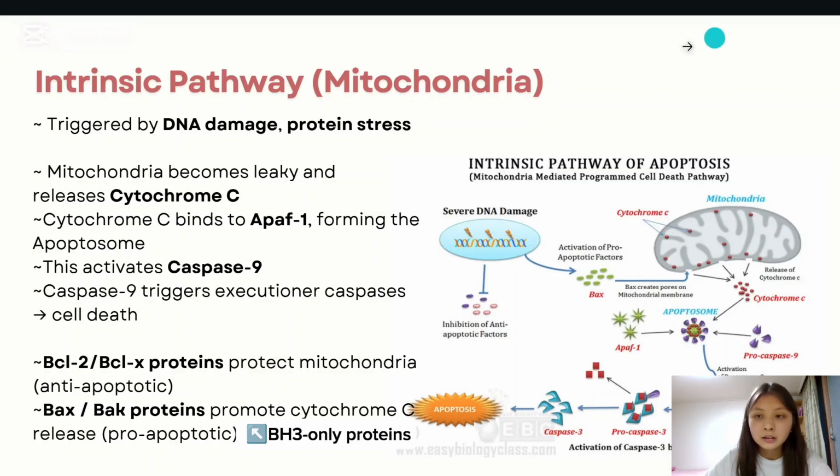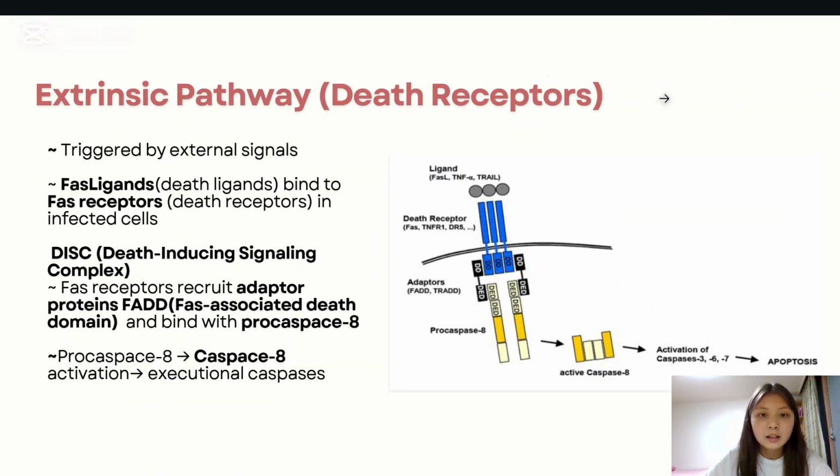So next is the extrinsic pathway, or death receptor mediated pathway. This pathway is initiated by external death signals, for example, from infected or cancerous cells. Specific ligands, such as Fas ligand, bind to the death receptor located on the target cell's surface, like the Fas receptor.